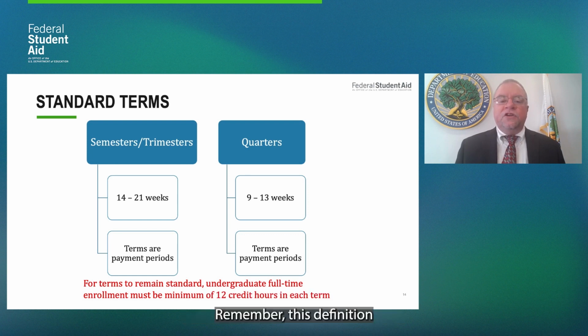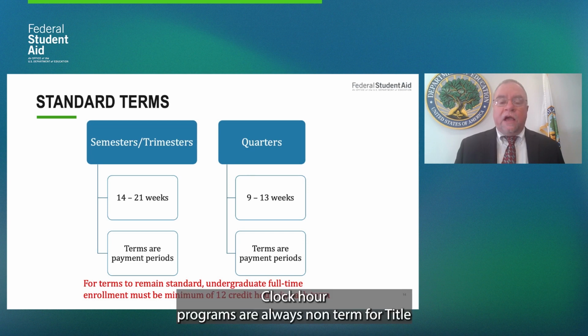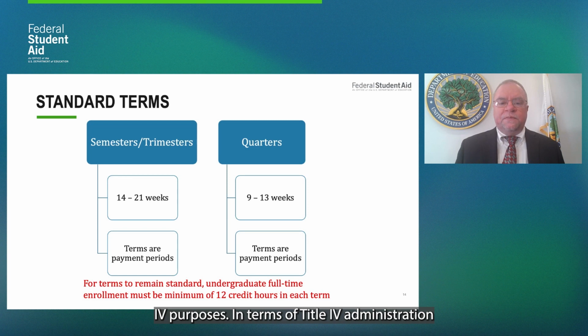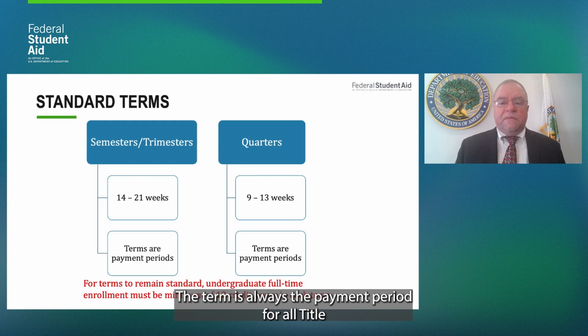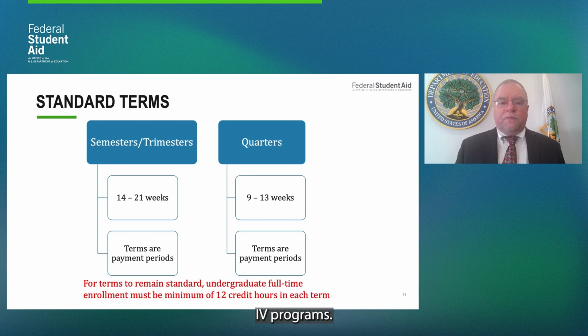Remember, this definition only applies to programs offered in credit hours. Clock hour programs are always non-term for Title IV purposes. In terms of Title IV administration, standard terms make things easier. For example, when you have standard terms, the term is always the payment period for all Title IV programs.